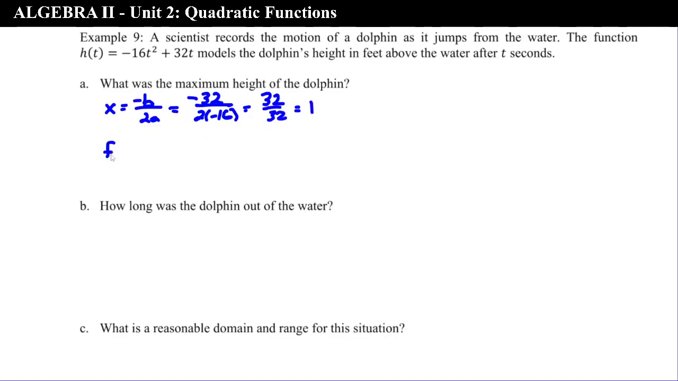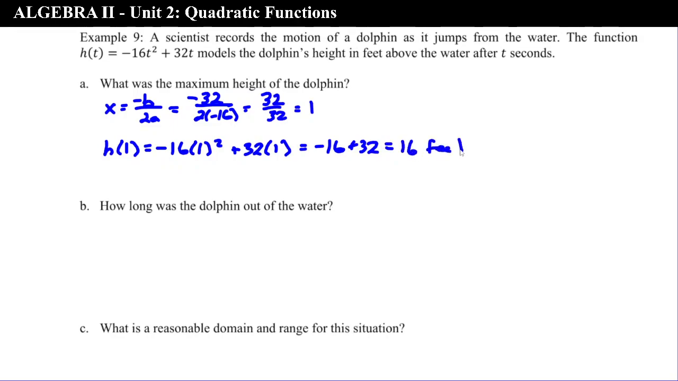Then we're going to plug that back in for our height function. So that's going to be h of 1 equals negative 16 times 1 squared plus 32 times 1. So we have negative 16 plus 32, which means the maximum height of the dolphin is 16 feet. How long was the dolphin out of the water? Again, the dolphin starts at the water surface and ends at the water surface. So it took 1 second for it to get to the top of its path, another second for it to come down, so it was out of the water for 2 seconds.